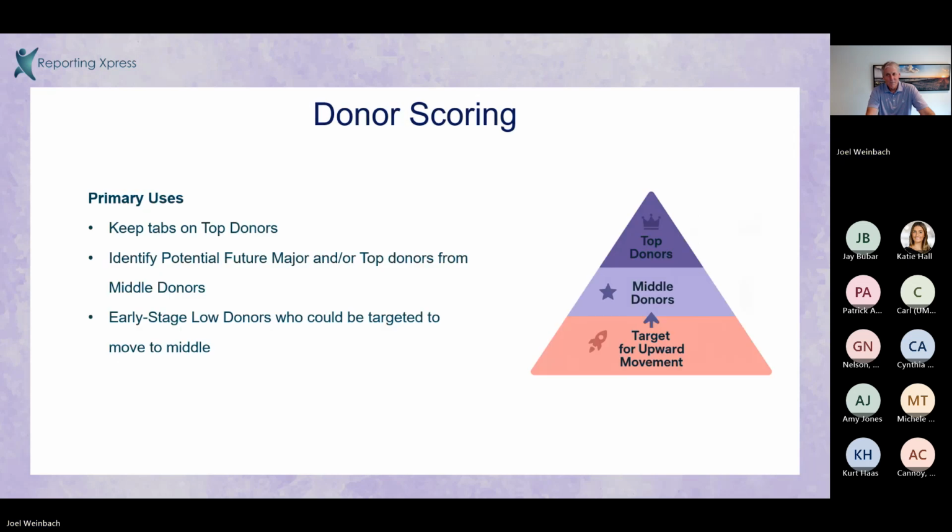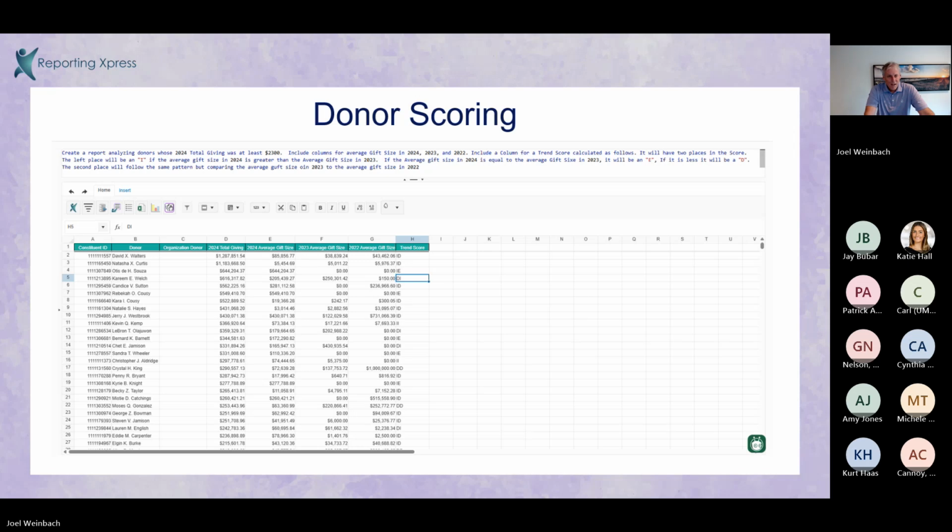Now we're going to talk about donor scoring for a few minutes. Donor scoring helps you keep tabs on your top donors and identify potential future major and top donors from your middle donors. We can use it to identify early stage low donors who've got a chance to move up. This is a simple score.